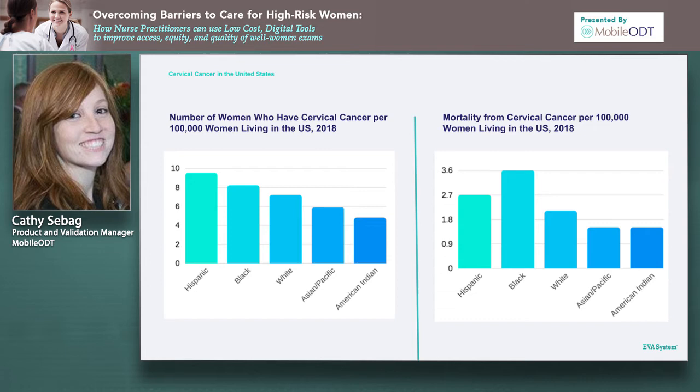But at Mobile ODT, we really believe that there is an end in sight to these disparities. And from our personal experience building digital tools for healthcare providers in more than 26 countries around the world, we certainly believe it's possible to address the lack of culturally appropriate education about cervical health and the constraints and resources for healthcare outreach that really further entrench these seemingly intractable disparities in a cost-effective manner.